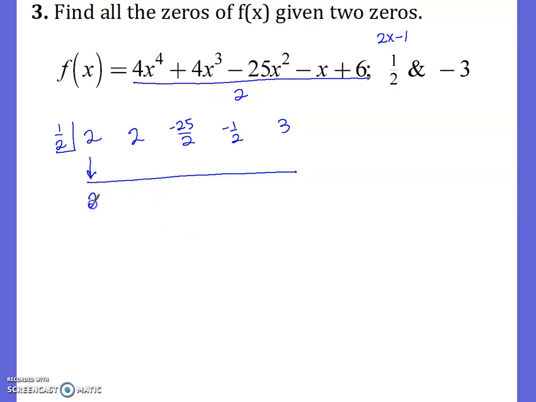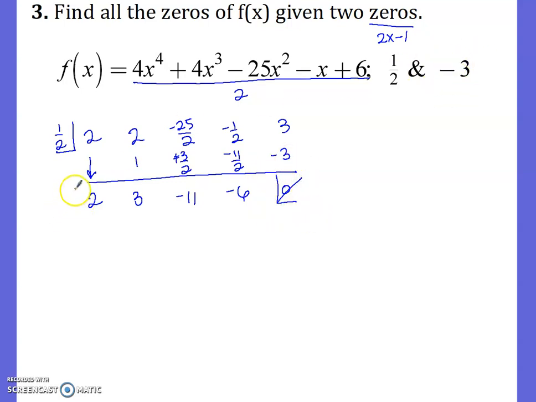So I'm going to bring the 2 down, multiply that. That'll give me negative 3/2, positive 3/2. That'll add up to negative 22 over 2, so negative 11. Then I'm going to get negative 11 over 2, so negative 12 over 2. And then I'm going to get negative 3, which is going to give me a remainder of 0, which is what I wanted because they told me it was a zero. So then I'm done with that remainder.